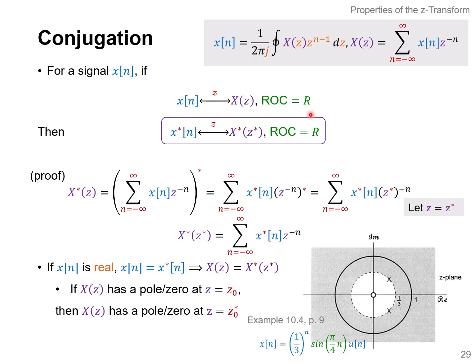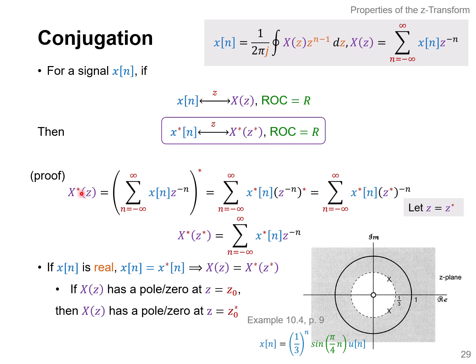If we take the conjugate of this signal, written as x star of n, then the z-transform becomes the conjugate of x star of z star. The region of convergence stays the same.